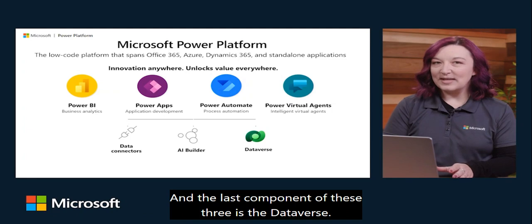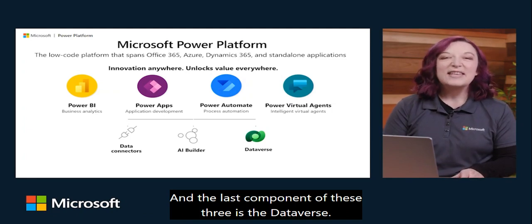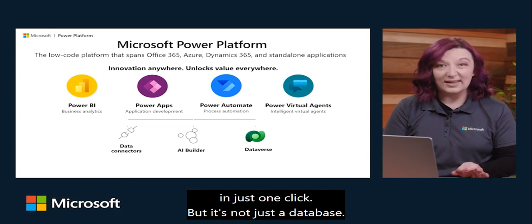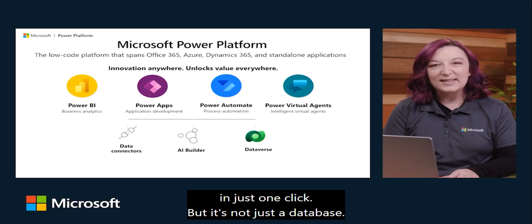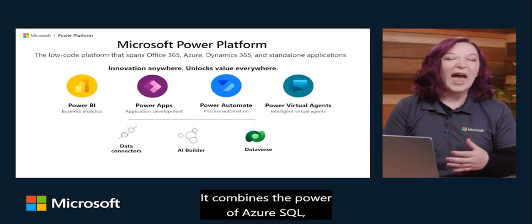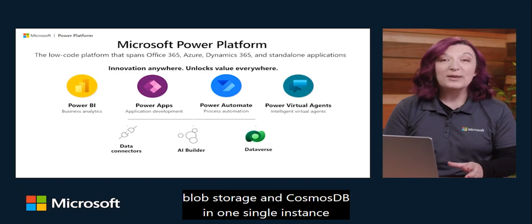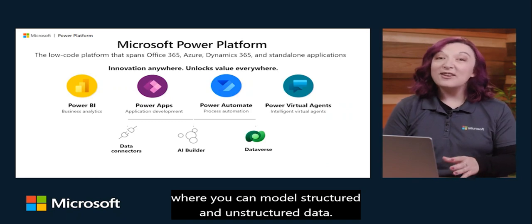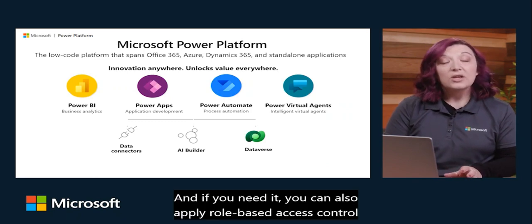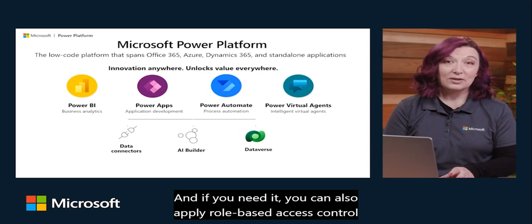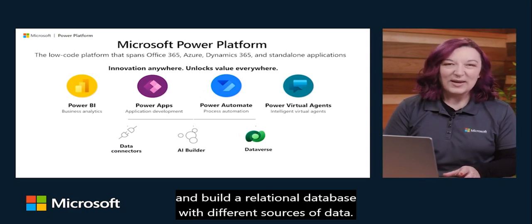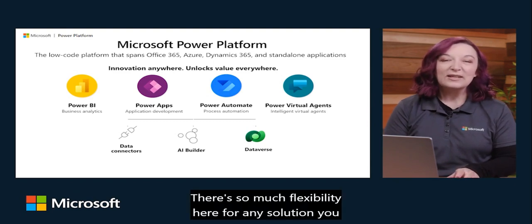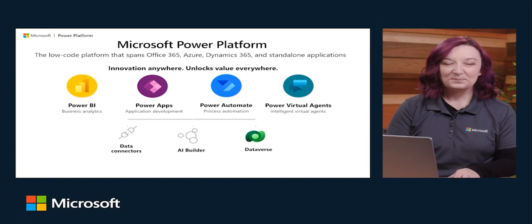And the last component of these 3 is the Dataverse. The Dataverse allows you to build very sophisticated databases in just one click. But it's not just a database. It combines the power of Azure SQL, Blob Storage, and Cosmos DB in one single instance where you can model structured and unstructured data. And if you need it, you can also apply role-based access control and build a relational database with different sources of data. There's so much flexibility here for any solution you or your team might need.